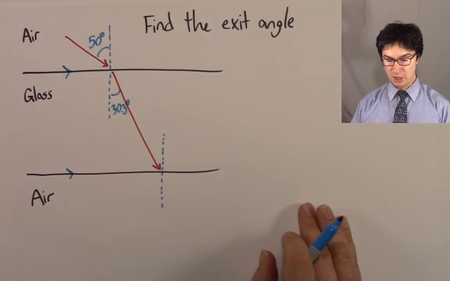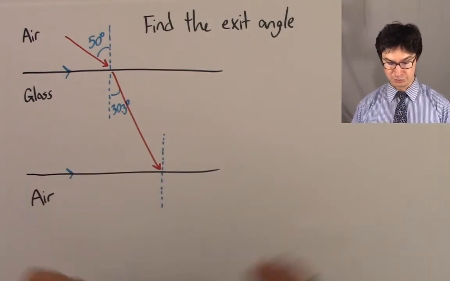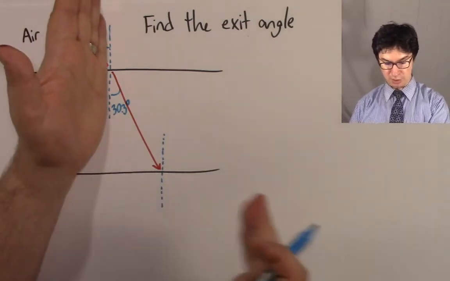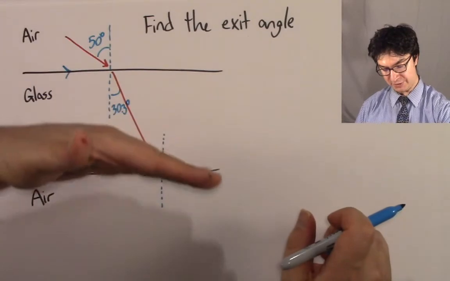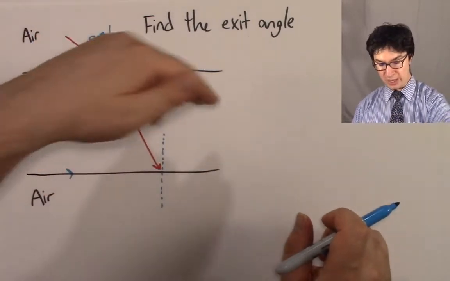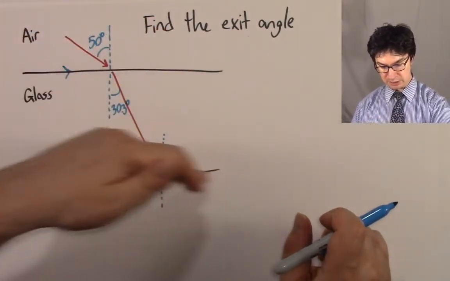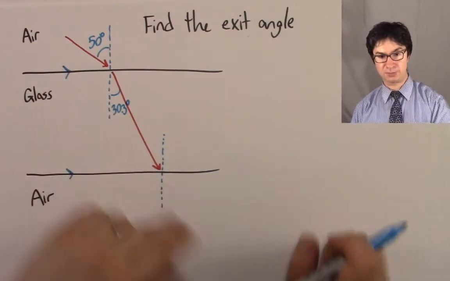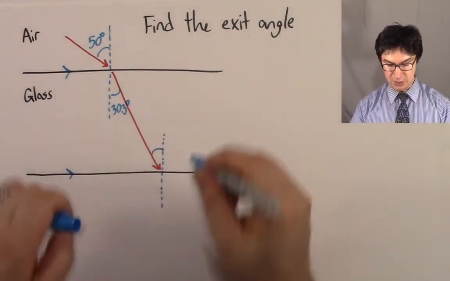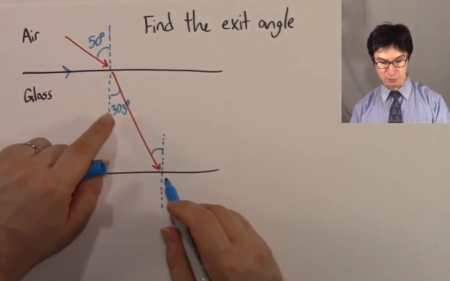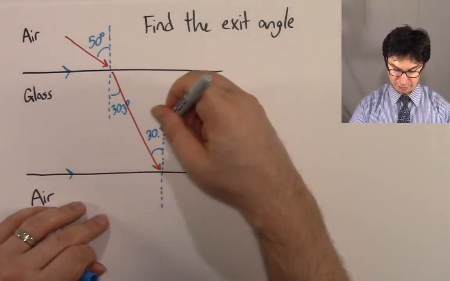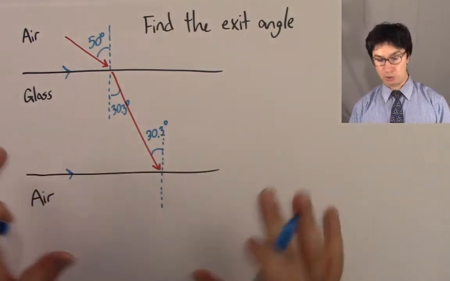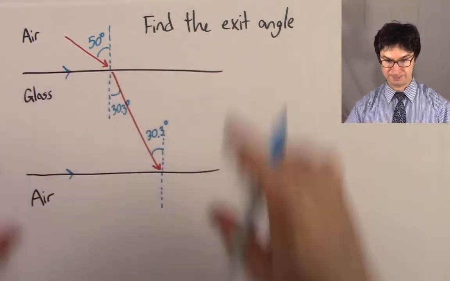So we're going to apply a principle from geometry called alternate interior angles, right? If this normal is parallel to this normal, because this boundary is parallel to that boundary, then we have two parallel lines crossed by a transversal, which means that this angle over here is going to be the alternate interior angle to 30.3 degrees. So this is also going to be 30.3 degrees. Now notice, this only works if we have parallel boundaries.